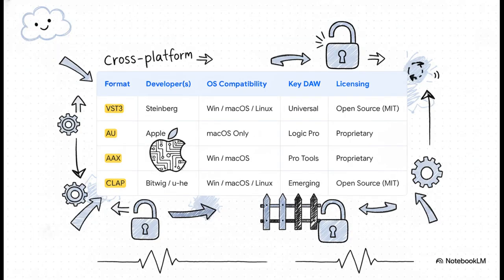You can see right away that VST3 and CLAP are the open ones. They work on pretty much any system, and they're open source, so any developer can use them for free. On the other hand, AU and AAX are proprietary. They're locked into Apple and Avid's ecosystems. And that openness, by the way, is a huge reason VST became so popular in the first place.